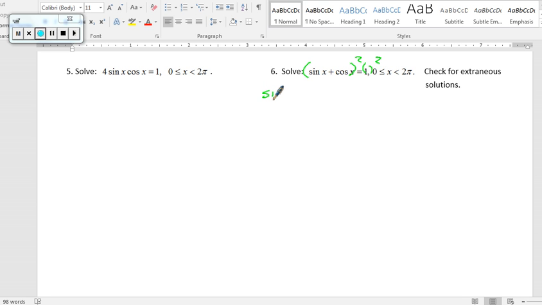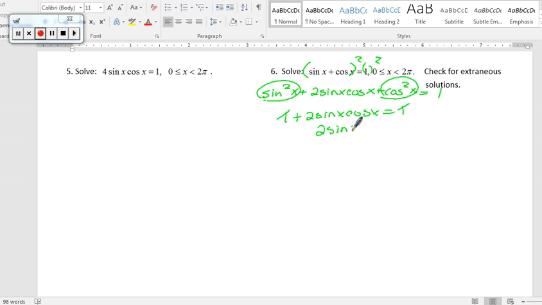So we're going to wind up with sine squared x plus 2 sine x cosine x plus cosine squared x is still equal to 1, because 1 squared is 1. These two here, sine squared x plus cosine squared x, is 1. And the ones on each side will cancel, so eventually what we're looking at is 2 sine x cosine x is equal to 0. 2 sine x cosine x is the identity for sine 2x equal to 0.